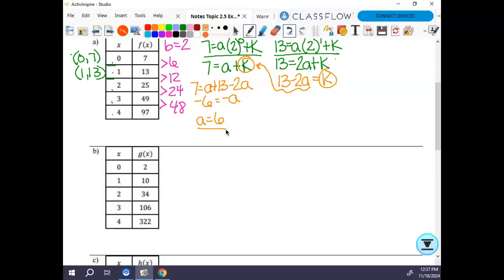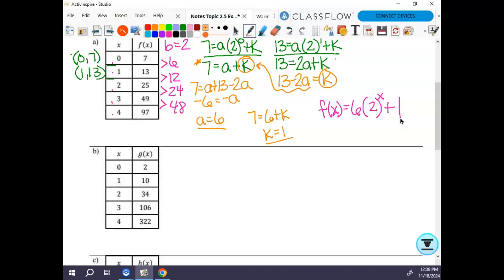And then since I have that, I can find k. I'm going to use this right here and say that 7 is equal to 6 plus k, which means that k equals 1. So now I have a and k. I had already figured out b. So I write my equation. This is f of x. That is equal to a, which is 6, times b, which is 2, to the x power plus k, which is 1. That's my equation. Okay. What questions do you have? Anything?